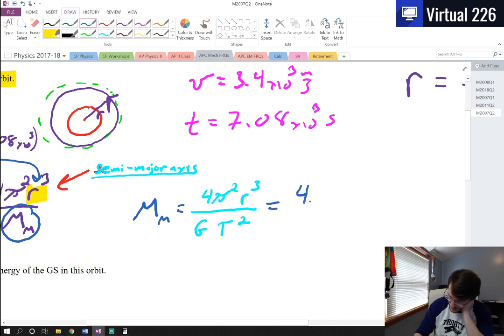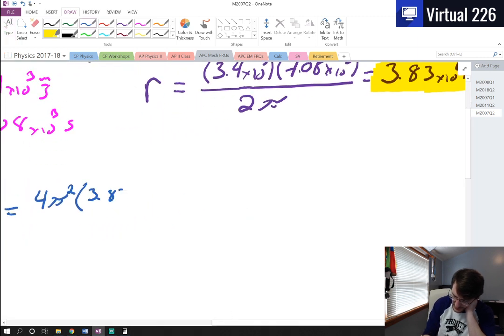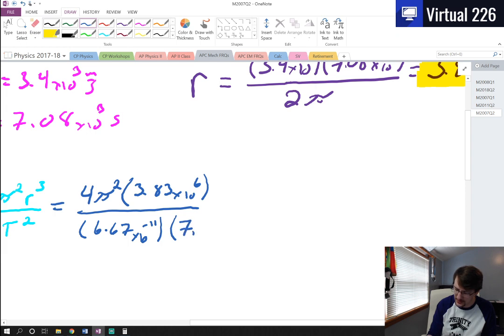This will equal 4 pi squared. Our orbital radius we had from part A is 3.83 times 10 to the 6th meters, divided by G, which is 6.67 times 10 to the negative 11th. And then the period squared: we know the period from before, that's just the time it takes to go around, 7.08 times 10 to the 3 seconds squared.